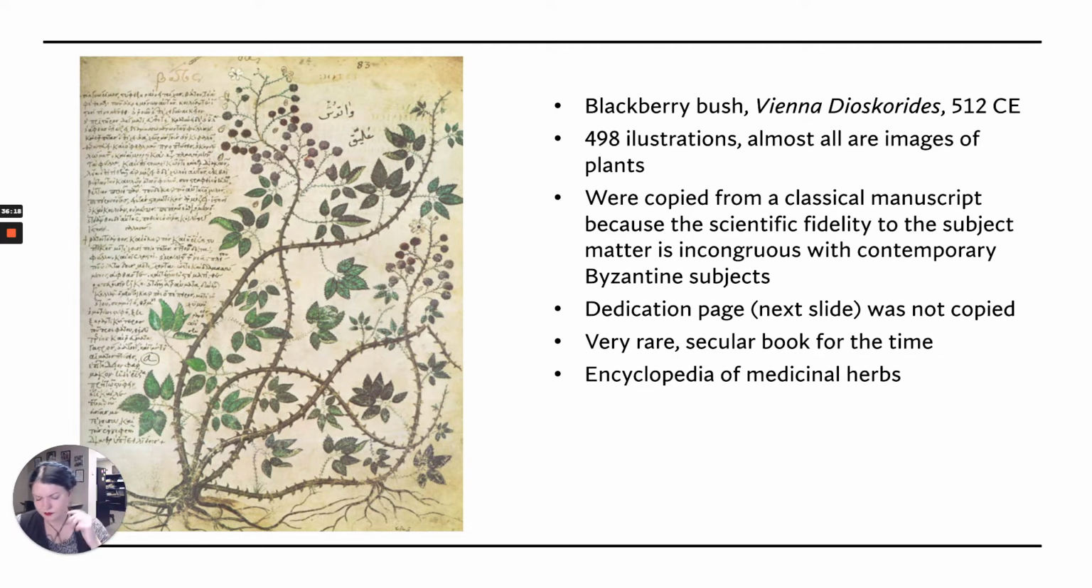Okay, this is the secular book that I wanted to tell you about, that I think is super fascinating. So this is the Vienna Dioscorides. Dioscorides was a Greek physician, and he compiled an encyclopedia of medicinal herbs called the Materia Medica. So this survived and then was copied. So this is a copy of this ancient Greek document.